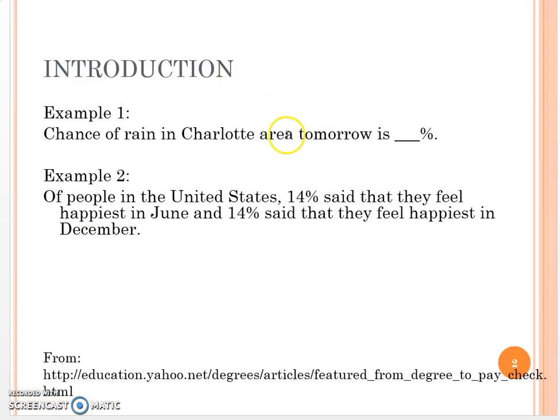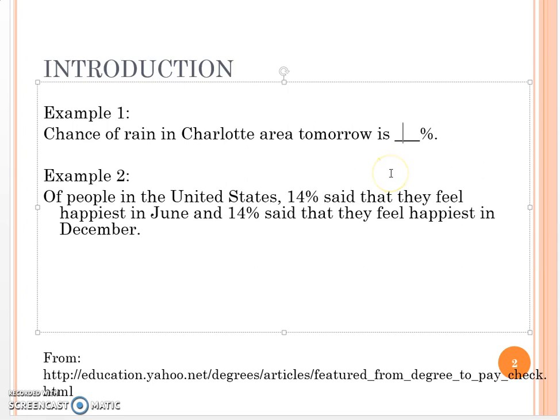So I'd like to start our introduction by using two examples that you can see quite often either from TV or reading articles. Example 1 here talks about weather forecast. Chance of rain in Charlotte area tomorrow is a certain percentage. Now let's assume tomorrow is going to be sunny, so the chance of rain is going to be 0%.